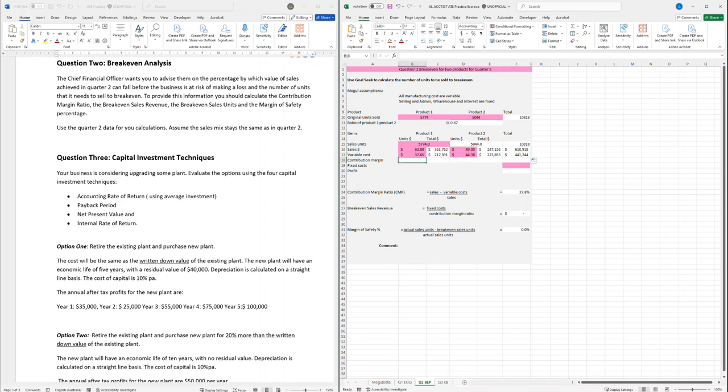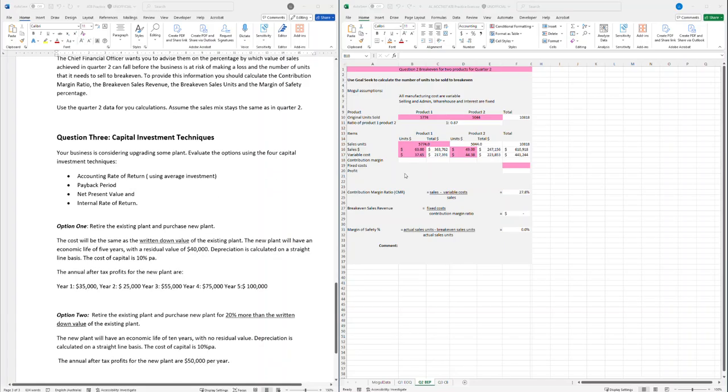Now we need to calculate the contribution margin. By definition, the contribution margin equals your sales minus your variable cost. By now, we should be quite familiar with the concept. So it will be your sales price less your variable cost. And I guess it will be the same if we... actually no, because we need to figure out sales. It will be 5774.